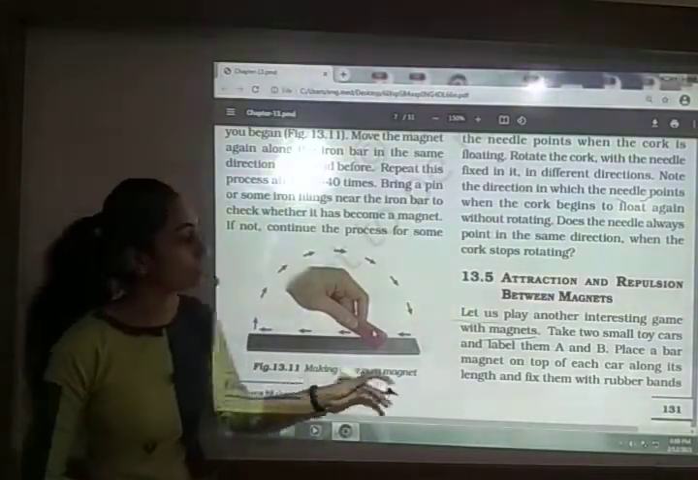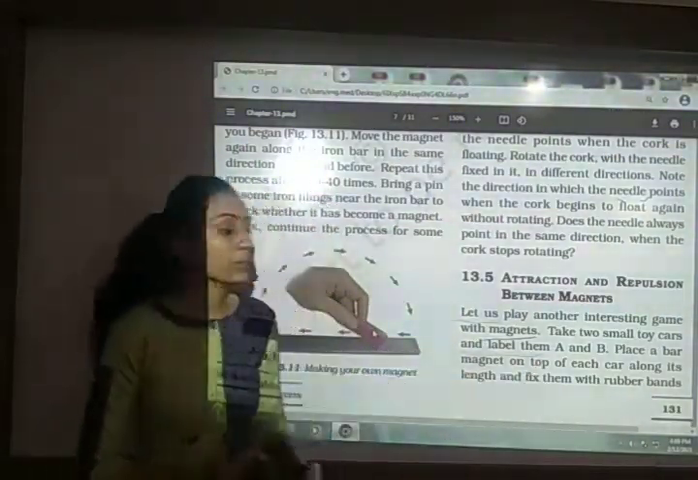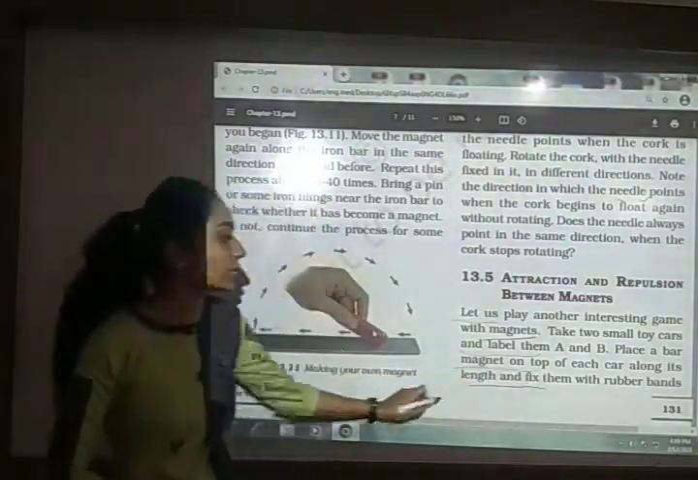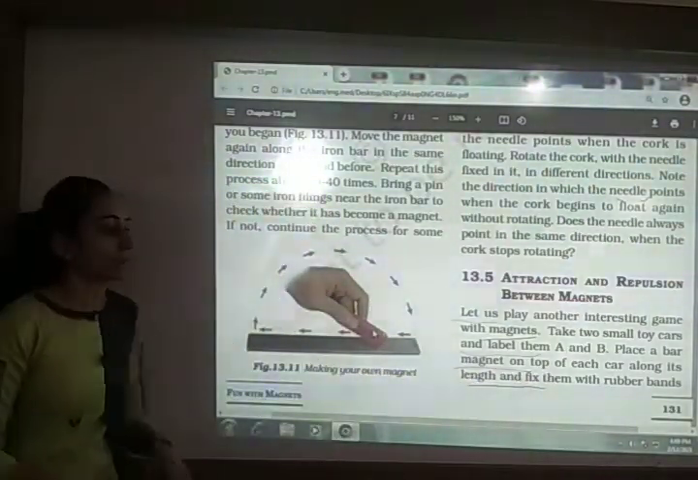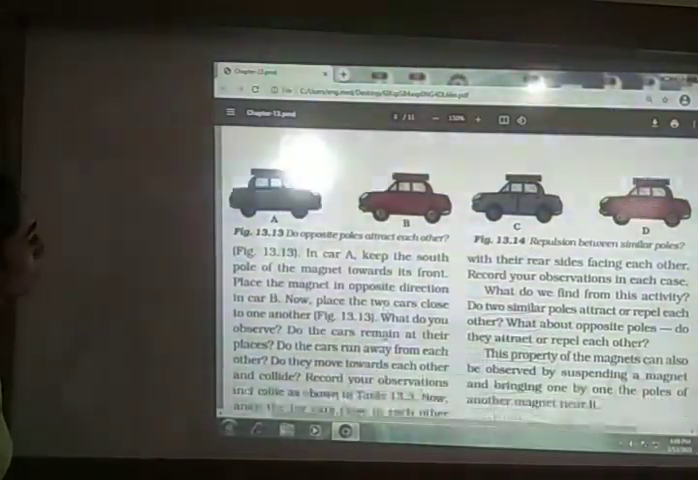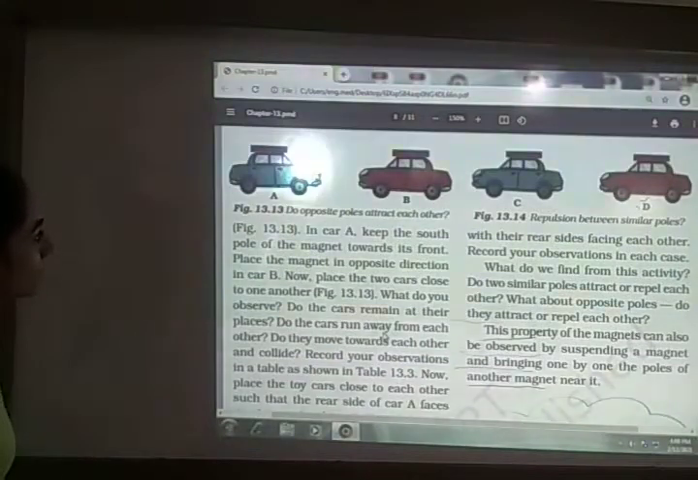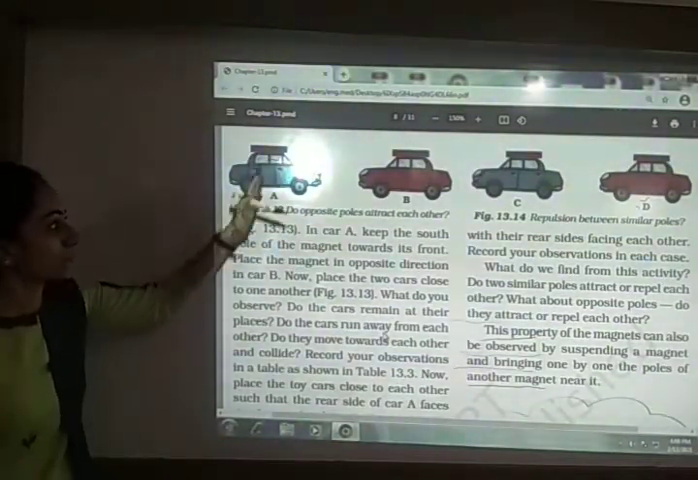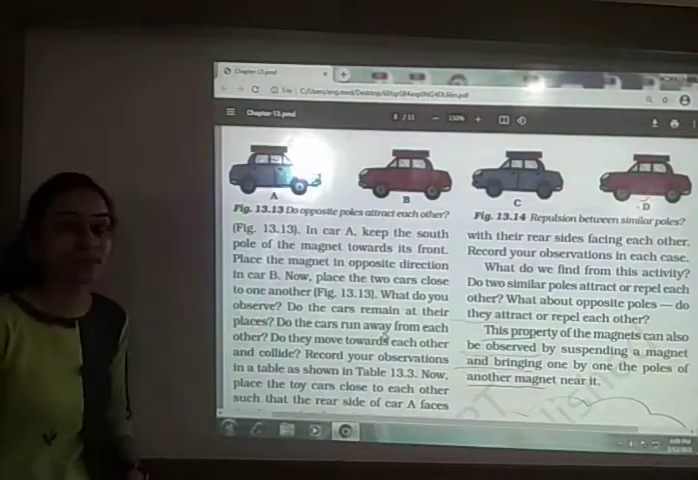For that you require two small toy cars, labelled A and B. Then place a bar magnet on top of each car along its length and fix them with a rubber band, like the one shown here in the figure. You have to take the toy cars like this one and on the head of this car you have to place the magnet along its length.